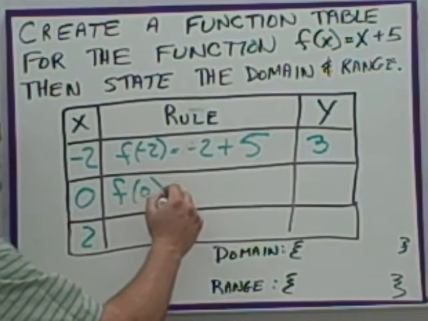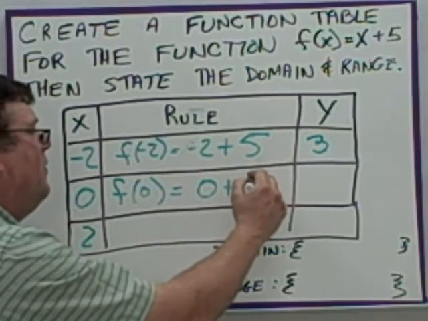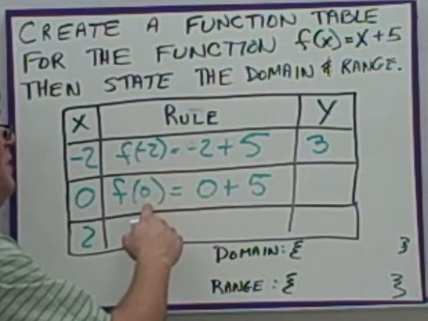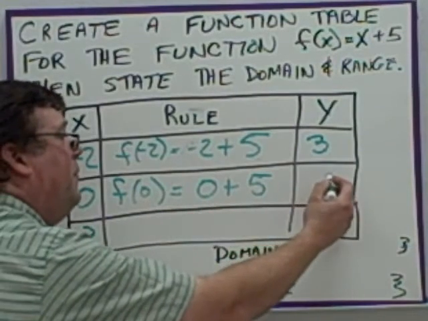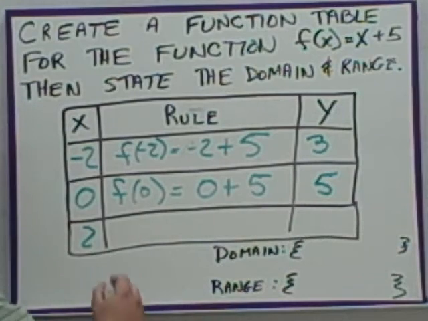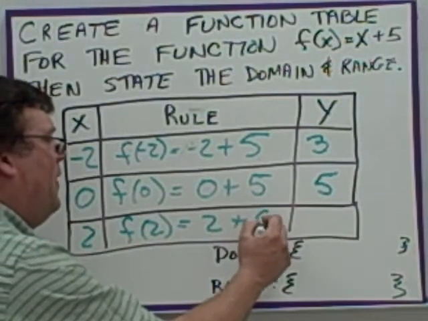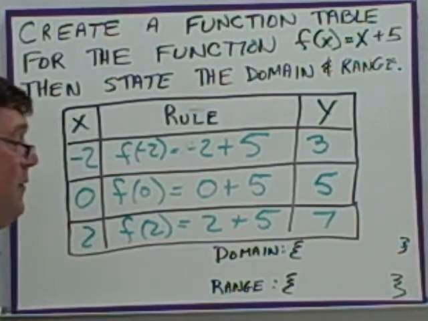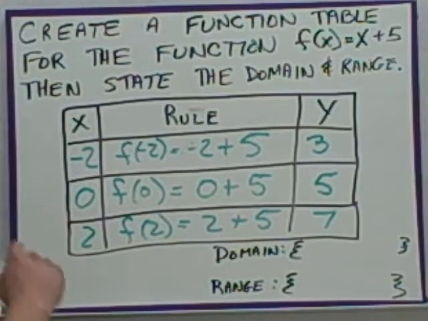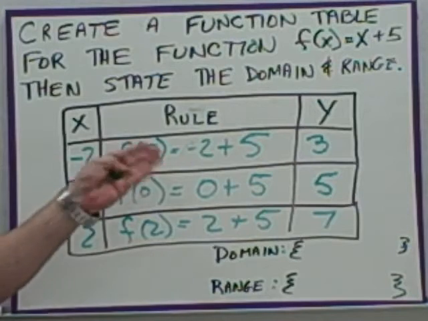F of 0 is equal to 0 plus 5. I've replaced the x with the 0 value. 0 plus 5 is 5. F of 2 is equal to 2 plus 5, which I hope we all know is 7. All right. So that is the function table.